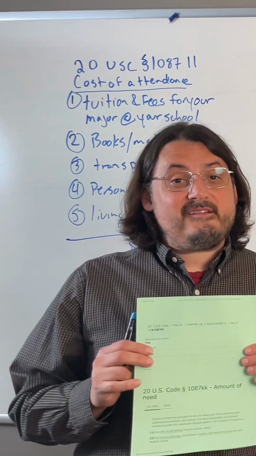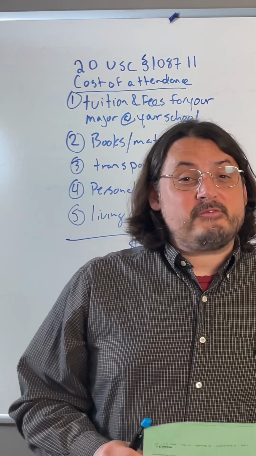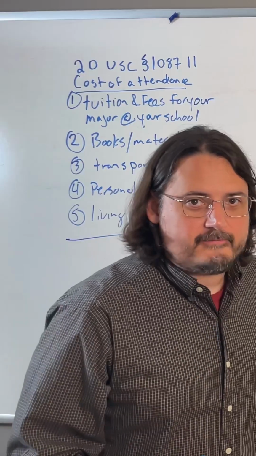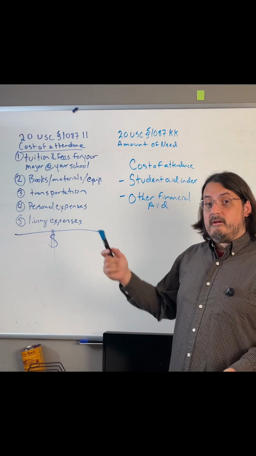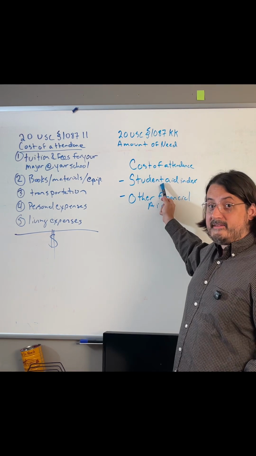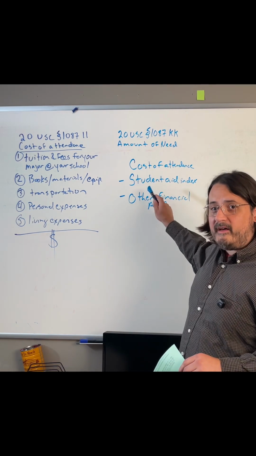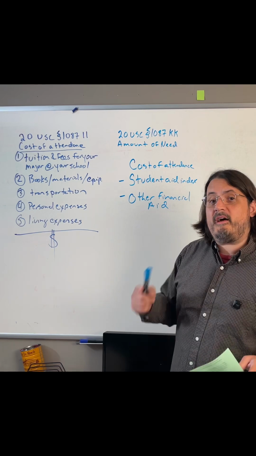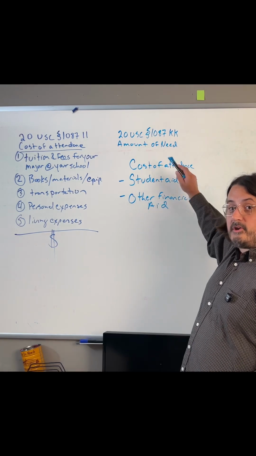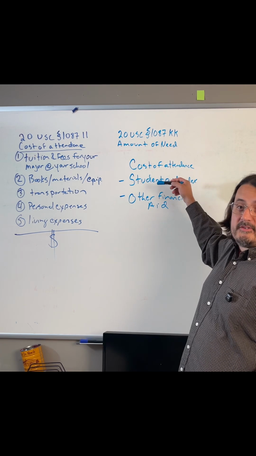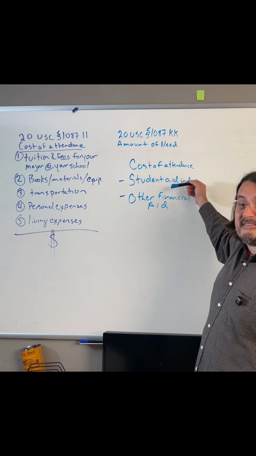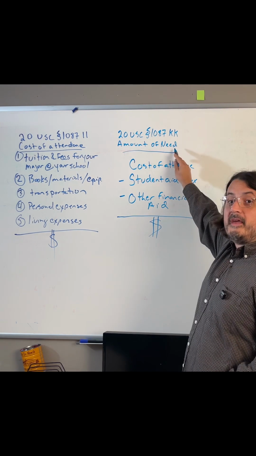Easy enough, right? Now let's look at 1087 KK, which determines the amount of need. How much is this person going to need to go to school this year? Here's how we figure it out. To figure out how much the student is going to need this year, we take their cost of attendance, subtract something called the Student Aid Index. Now the Student Aid Index is a mathematical calculation of how much money the student has to put in on their own behalf. And finally, we subtract any other financial aid. So, the total cost of school minus the amount the student's going to pay themselves minus any other scholarships or anything they're getting gives us a dollar amount, which is the amount of need.